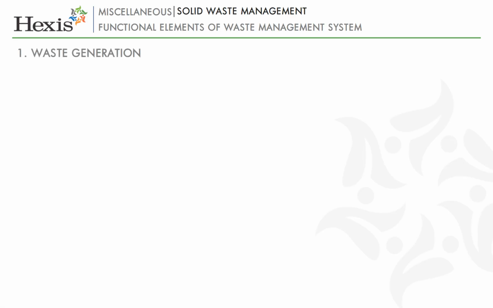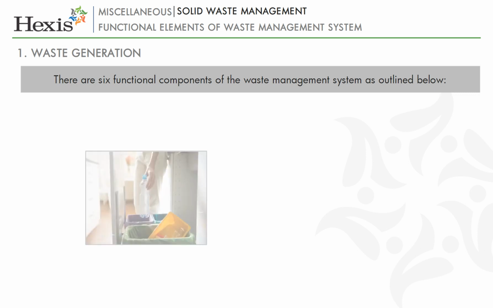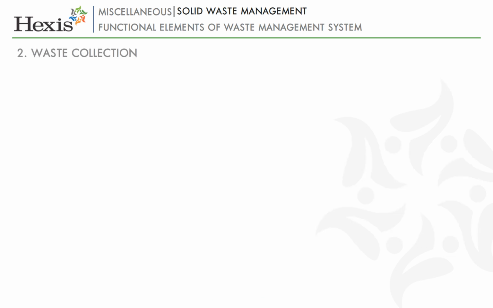Now let's learn about functional elements of waste management system. There are 6 functional components of the waste management system as outlined below. Waste generation refers to activities involved in identifying materials which are no longer usable and are either gathered for systematic disposal or thrown away. Waste collection.